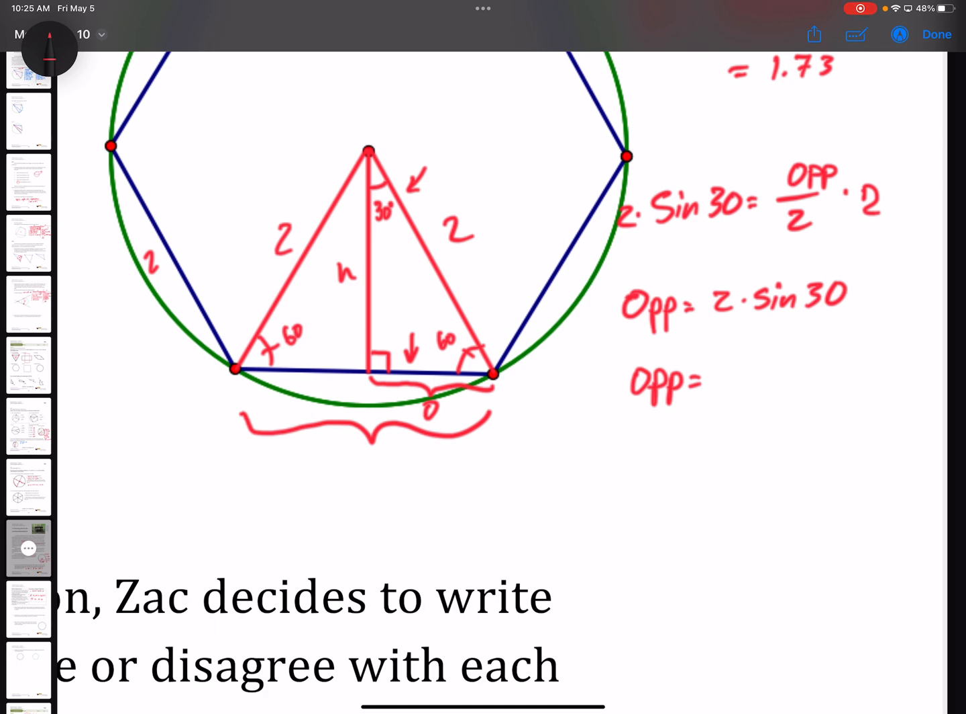Which is what? One. Yeah, exactly 1. Very good. So then what would this be right here? If this is the opposite side, what is the entire thing? 2 times the opposite side, right? And in this case, the side of the hexagon is 2 times 1, which is 2.